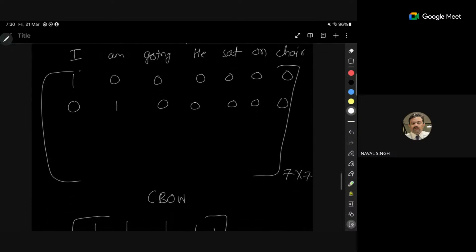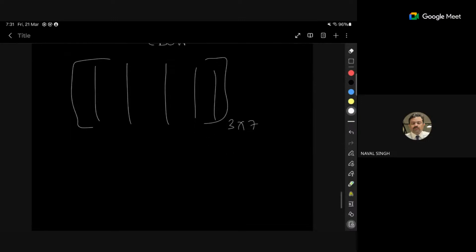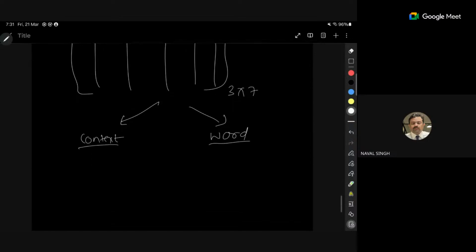Or you can see that I am representing the same thing on the right. There is no difference if I write row wise or column wise here, and same thing here. There's not much difference in CBOW. Now, the idea is you'll get two kinds of matrices: one is context and one is word, right? And mostly we use context only for usability.